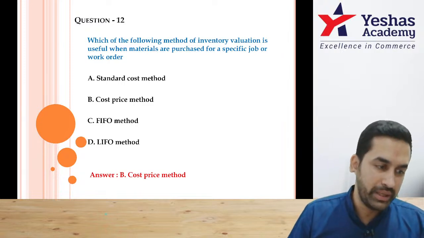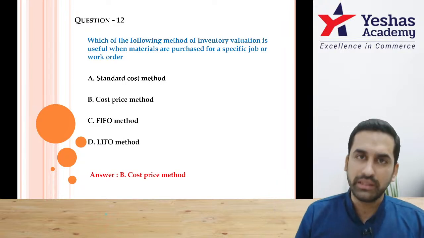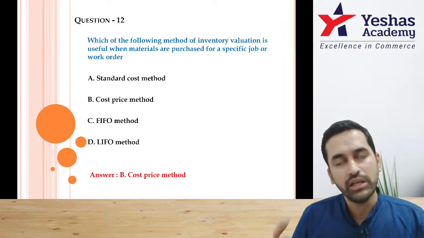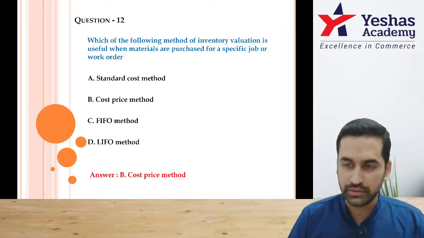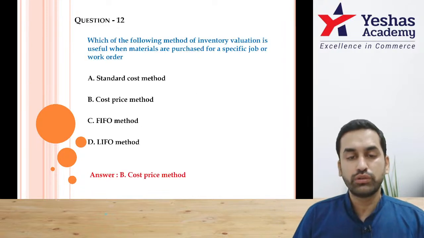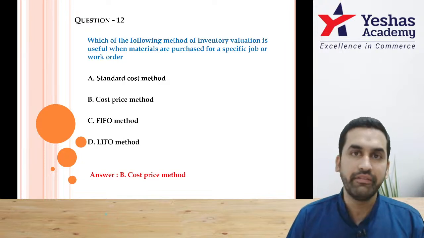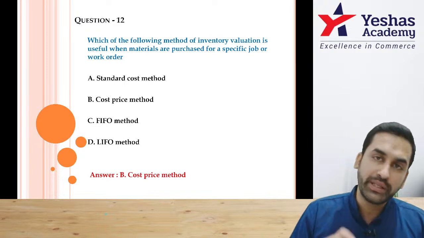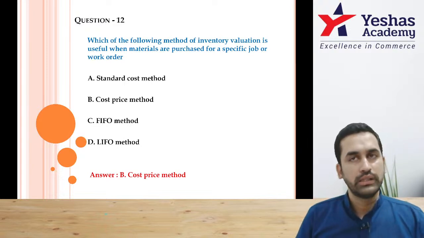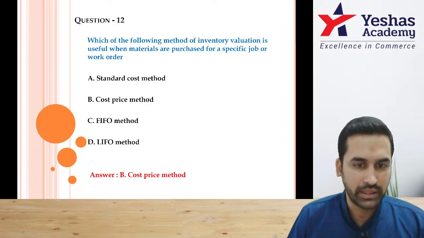Here, option B is the nearest correct term. They've used the word cost price method. Cost price method. Specific cost is a better answer. Okay, let's move on. That's the most preferable answer according to me. Yeah, because A, C, D is anyway wrong. Correct wording should be specific cost method. Since that's not there, cost price method should be understood as specific cost method, and I'm going ahead with that.